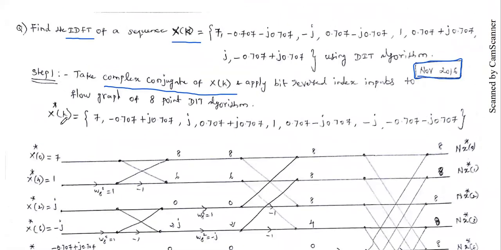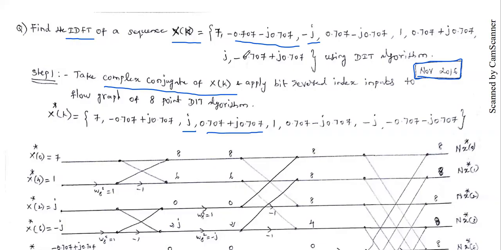First, the complex conjugate of X of k we calculated. This is the X of k. X complex conjugate of k is equal to the first term, only real part, 7, so as it is 7. The second term is minus 0.707 minus j 0.707. What is the complex conjugate of this? The real part as it is, minus 0.707, then the imaginary minus j 0.707 is converted into plus j 0.707. The third term, minus j, is converted into plus j. Then the fourth term, 0.707 minus j 0.707, is converted to 0.707 plus j 0.707.